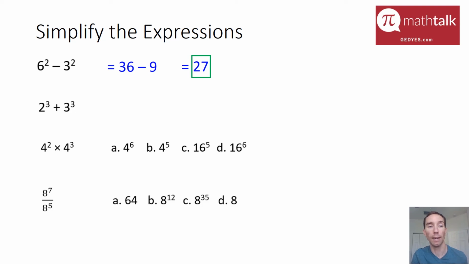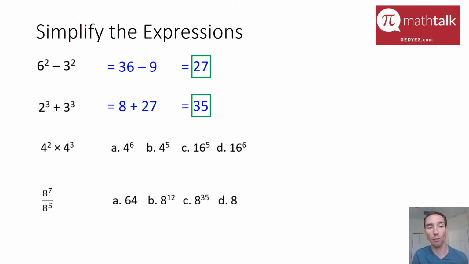All right, next one, 2 cubed. 2 cubed is like 2 times 2 times 2, which is 8, and 3 cubed is 27. You add them up and you get 35. Okay, so pretty straightforward addition and subtraction.